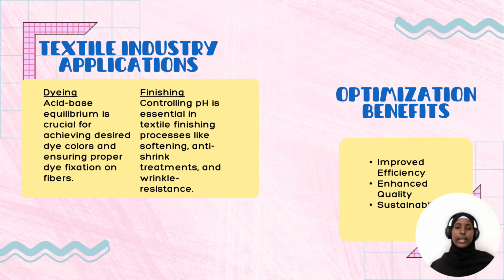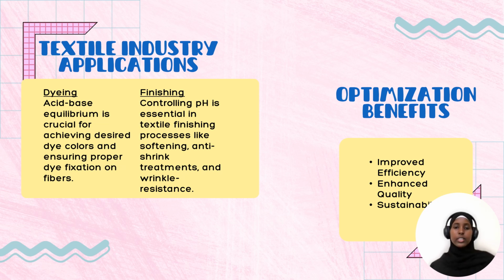So next is finishing. In the finishing process, pH control is just as important. This includes processes like softening the fabric, making it resistant to shrinking, or even preventing wrinkles. If the pH is off during these steps, the quality of the fabric could be affected.